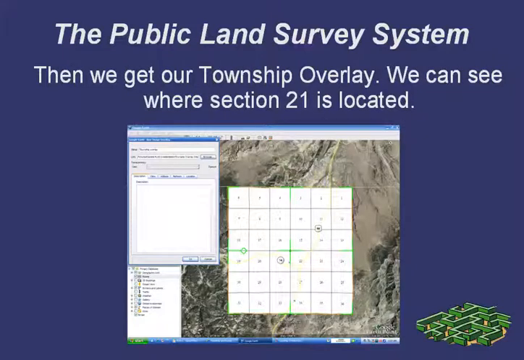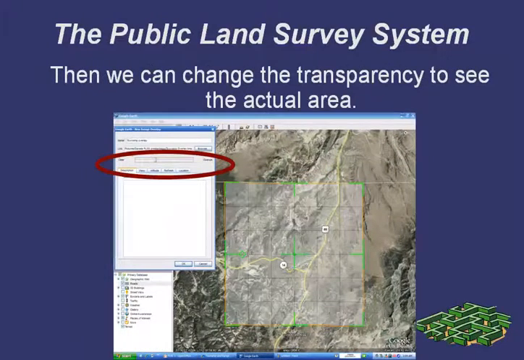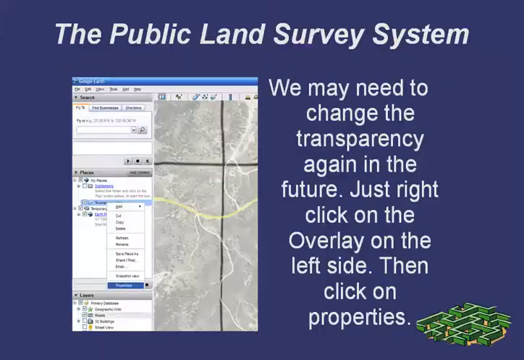Okay. So then we have our township overlay. So we know what it looks like, and we can see where section 21 is located in the township. Then you make it transparent to where you can see where it is. So we adjust the transparency. Now you can also adjust the transparency again in the future. Just right click on the overlay on the left hand side and then click on its properties.